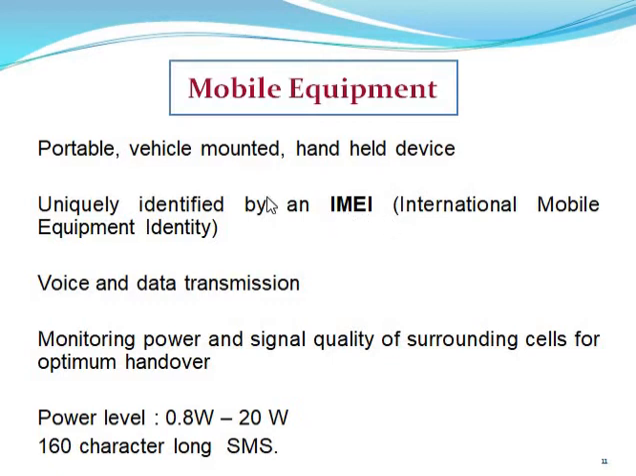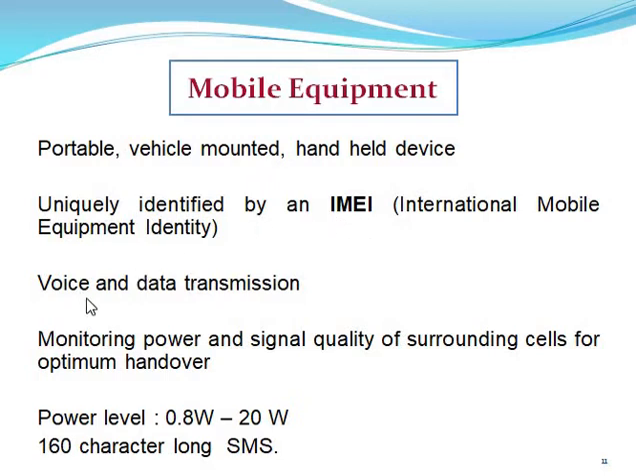So each phone occupies an IMEI number. It is the full form of International Mobile Equipment Identity. This is important for the short question: what is the IMEI number? Each mobile equipment occupies or registers an IMEI number.